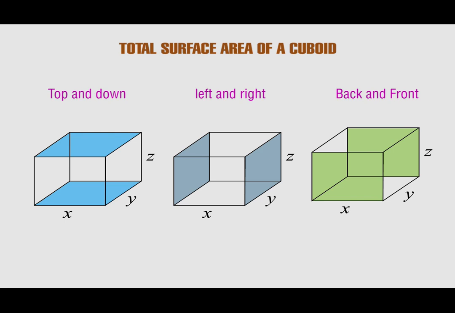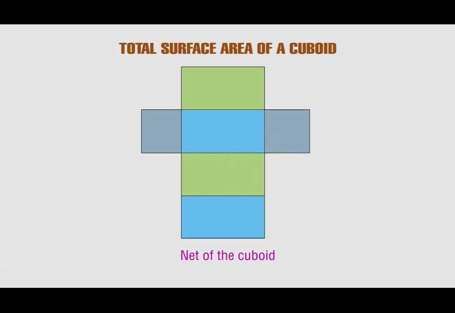Now you can see clearly that the equal faces have the same colors, and these colors are shown in the net of the cuboid. From the net of the cuboid, we can calculate the total surface area. Each face is a rectangle. Therefore, the area for each face will be the length multiplied by the breadth.